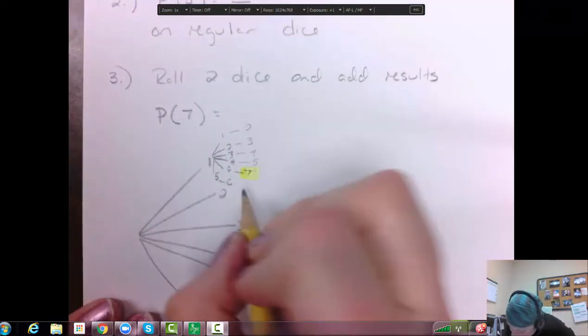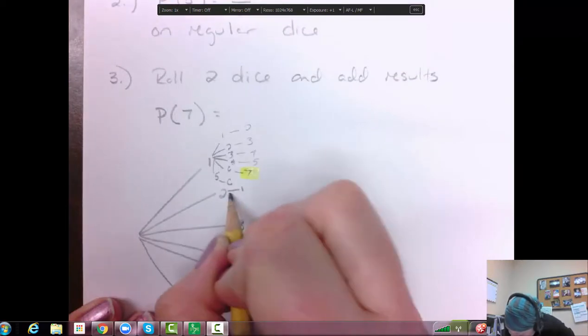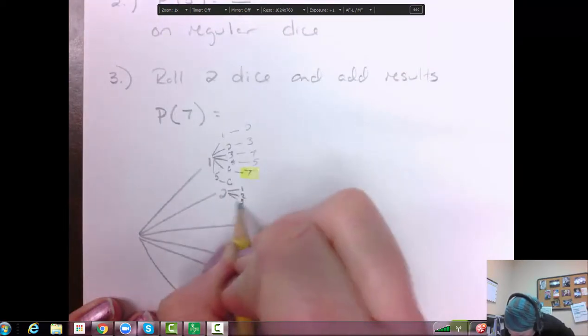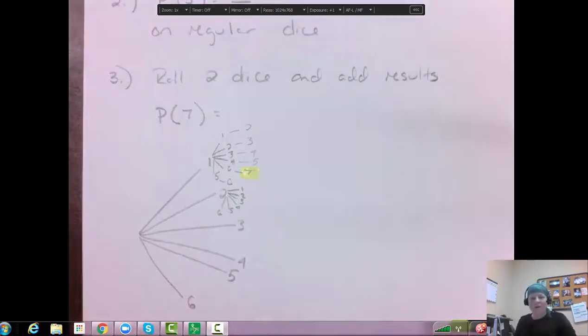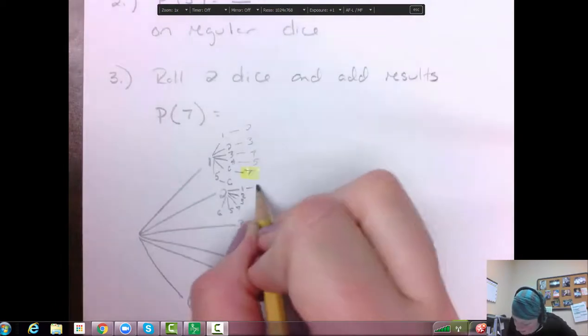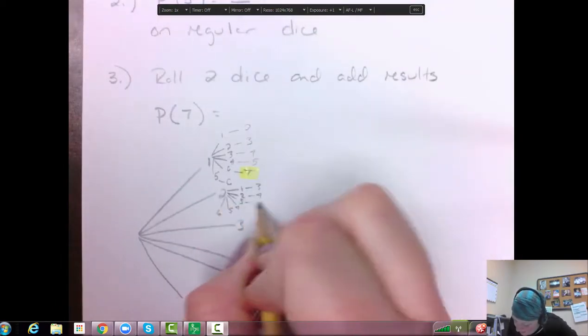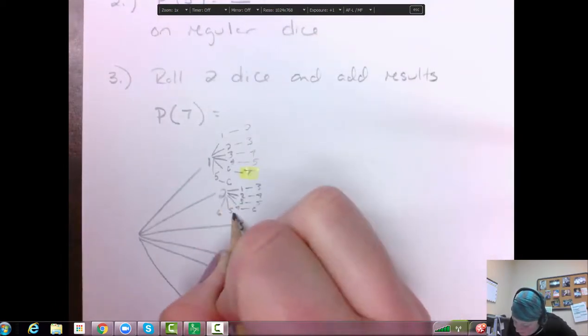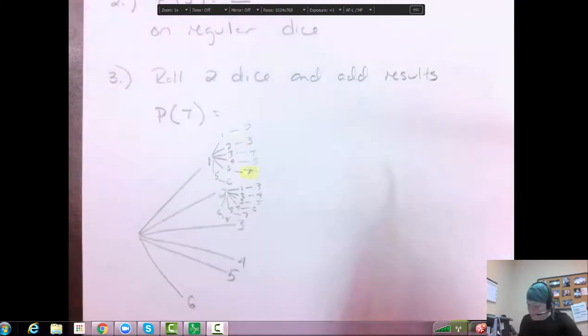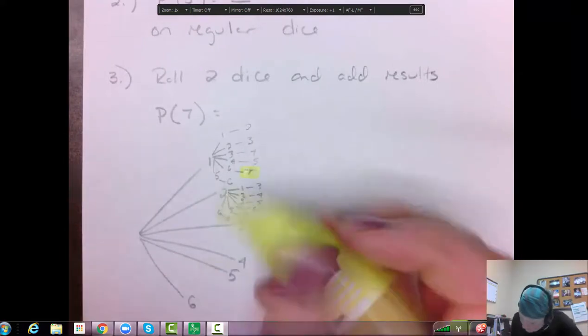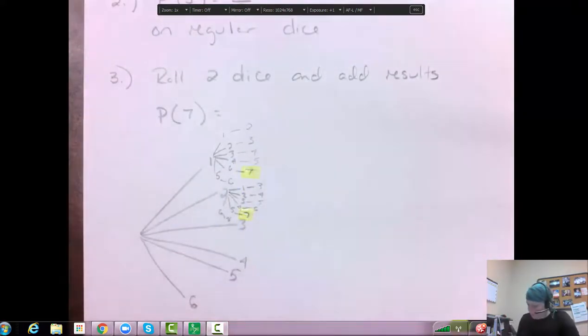Let's look at the 2s. I could roll a 1, a 2, a 3, a 4, a 5, a 6. And how many of those make a 7 when you add them? Well, 1 and 2 is a 3, 2 and 2 is a 4, 5, 6, and then I have 5 and 2 is a 7, and 6 and 2 is an 8. So again, I have another one here. Here's another 7 I could have rolled.